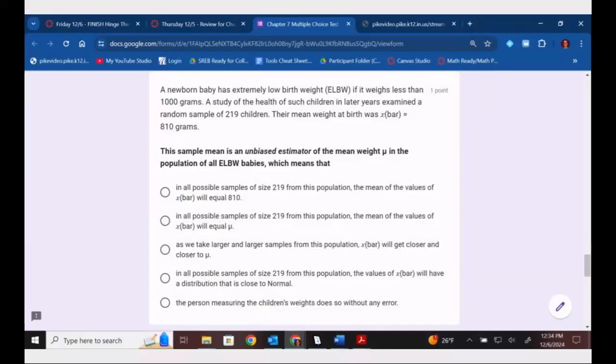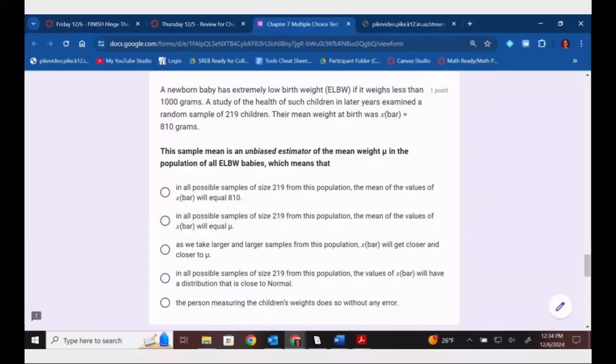This sample mean is an unbiased estimator of the mean weight mu in the population of all ELBW babies, which means that... So we're starting off like, we don't have to guess whether or not it's an unbiased estimator. It's telling me it's an unbiased estimator. In all possible samples of size 219 from this population, the mean of the values of X bar will equal 810.